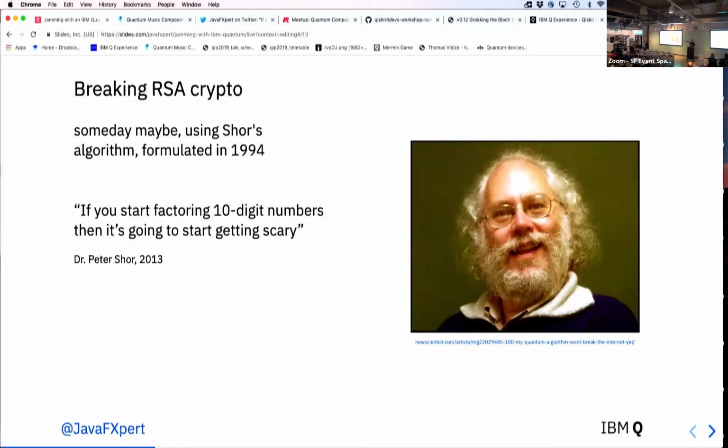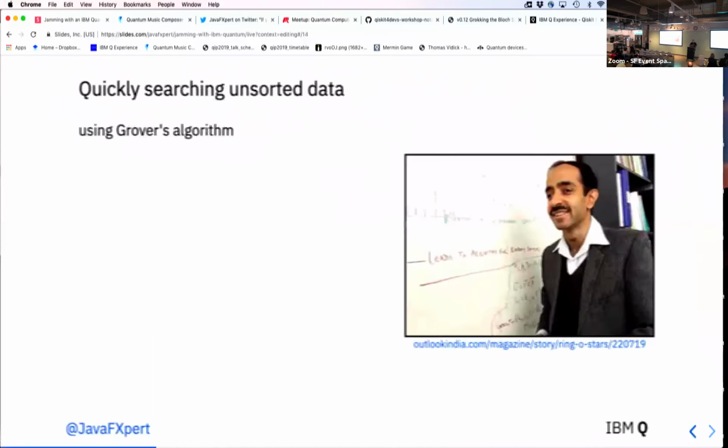With Shor's algorithm, we can do that exponentially faster. There's a part of factoring prime numbers which is called period finding. And what Dr. Shor's algorithm does is make period finding exponentially faster.